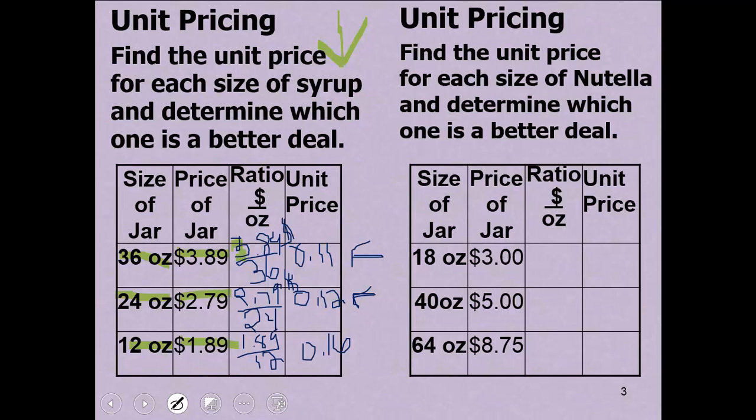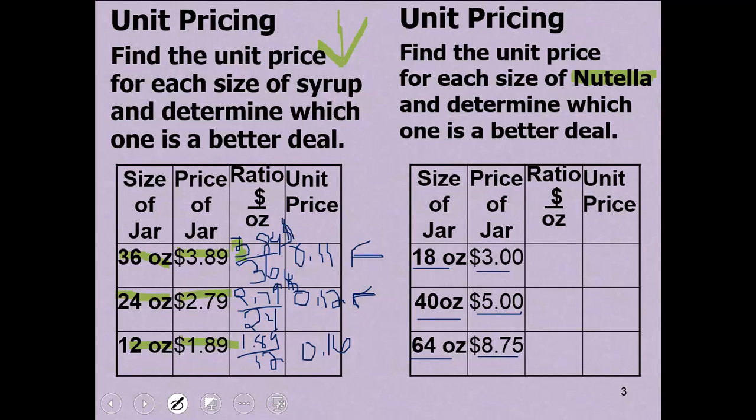This is my favorite. Find the unit price for each size of Nutella. Ooh, girls, we're doing Nutella. I love Nutella. And determine which one is a better deal. All right, better deal. So I have an 18-ounce jar for $3. I have a 40-ounce jar for $5 and a 64-ounce jar for $8.75.